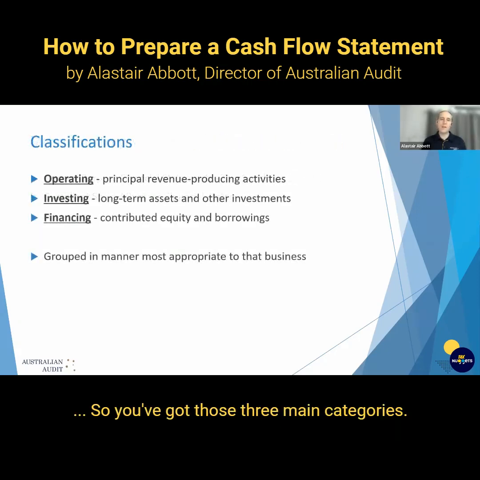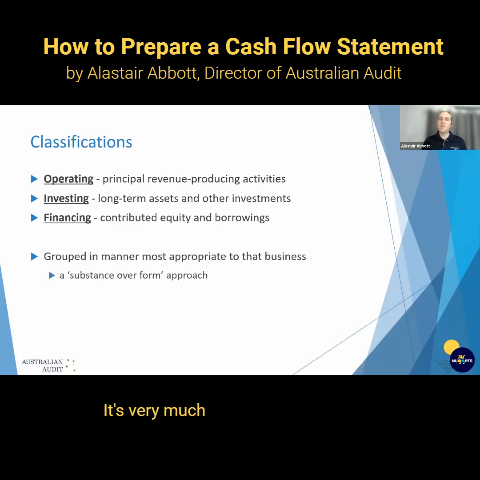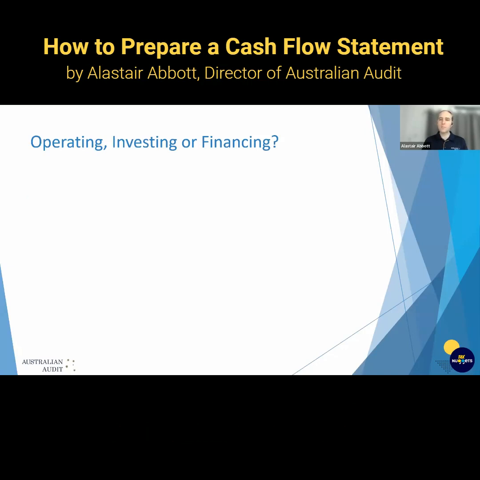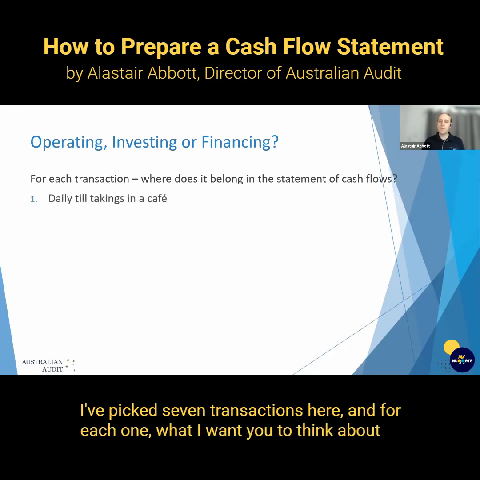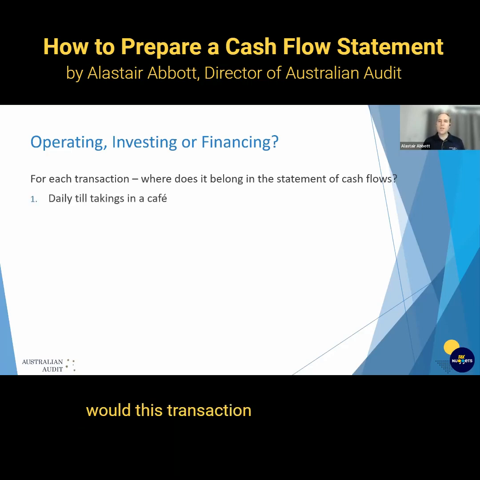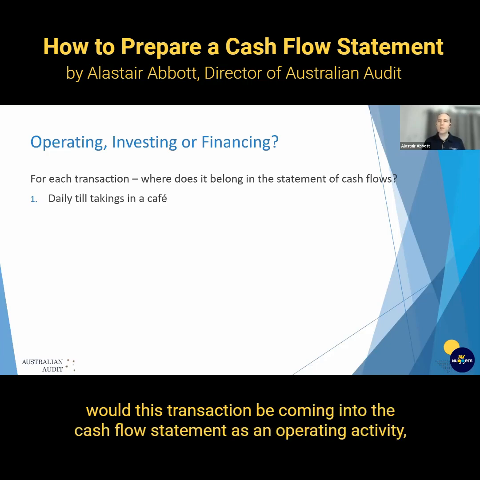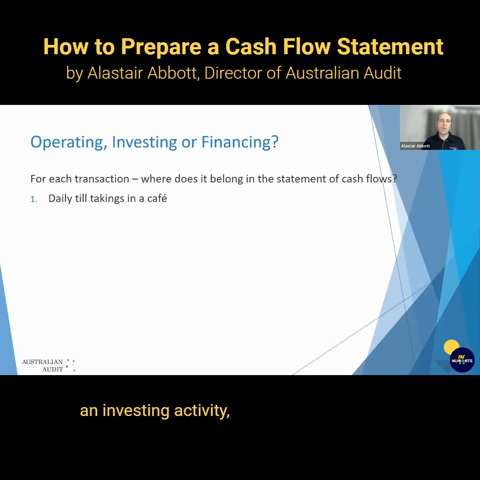So you've got those 3 main categories: operating, investing, and then financing. It's very much a substance over form type of approach we're dealing with. I've explained a little bit about what are operating, investing, and financing. And so I've picked 7 transactions here. And for each one, what I want you to think about is, would this transaction be coming into the cash flow statement as an operating activity, an investing activity, or a financing activity?